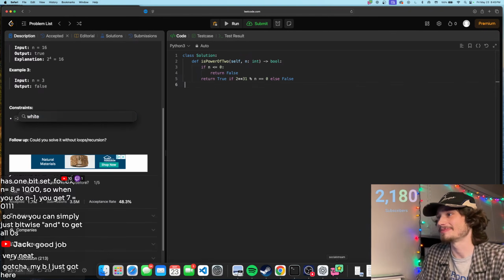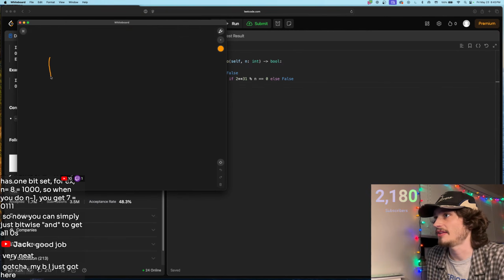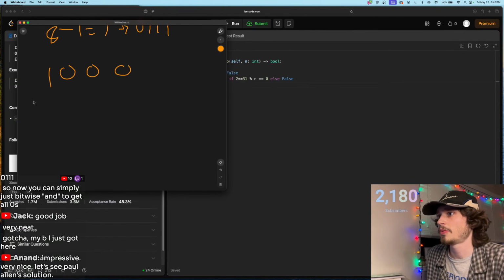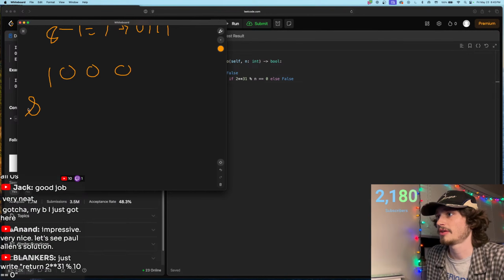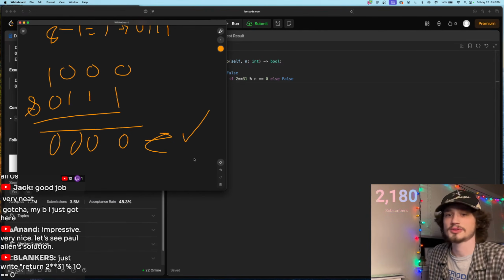Let's look at the whiteboard. Okay, so you're saying that by taking 8 as 1, 0, 0, 0, subtracting 1 equals 7, which goes to 0, 1, 1, 1, you use the bitwise and ampersand, giving you 0, 1, 1, 1, so that this evaluates out to 0, 0, 0, 0. And then you check return.